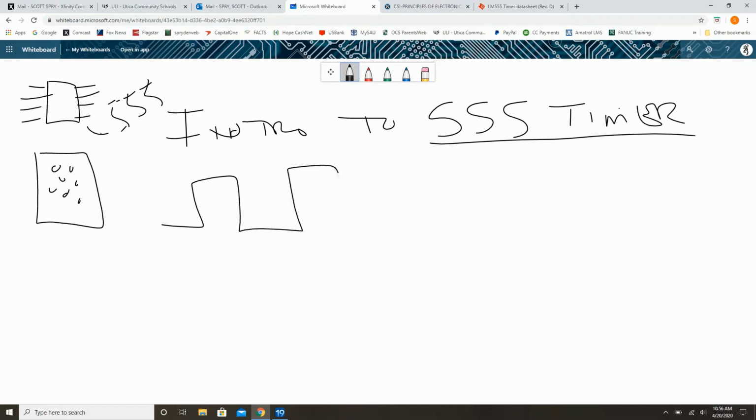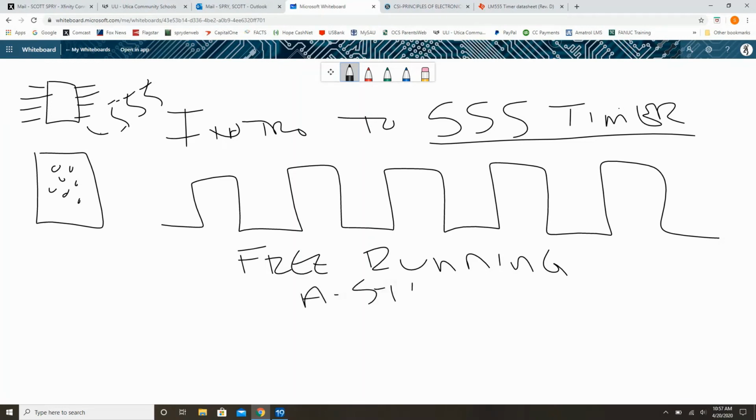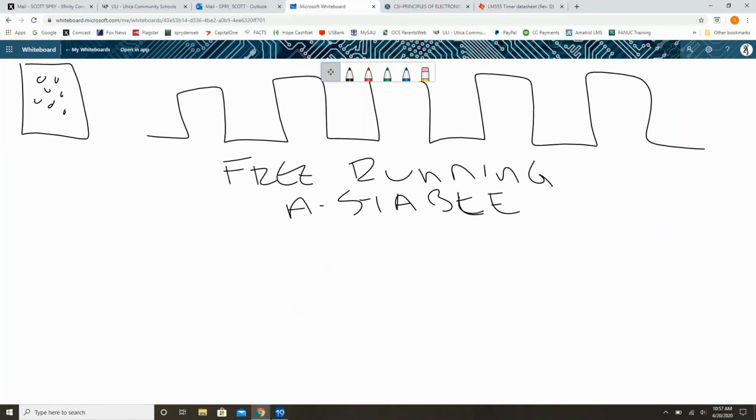One is called an A-stable. So it's an A-stable 555 timer, which means it's called free running. And as you can see, that's exactly what it does. It will have this waveform forever and ever and ever in a day until you cut it off, or you shut it off, or you remove power from your circuit. That's called an A-stable.